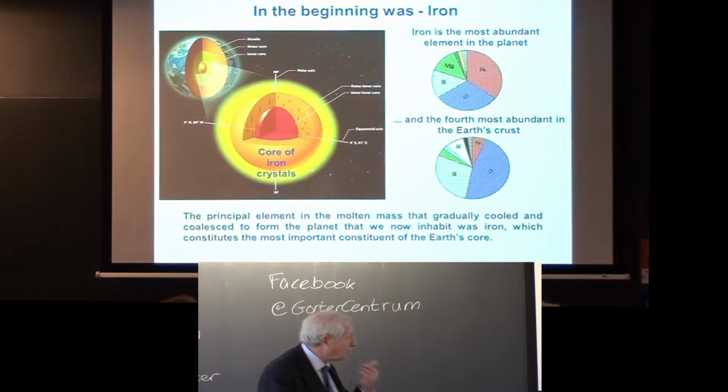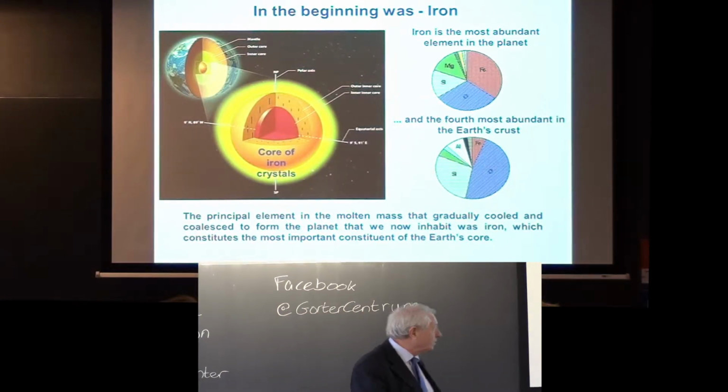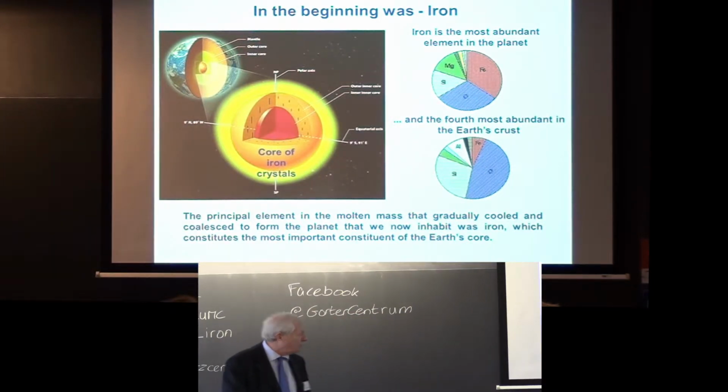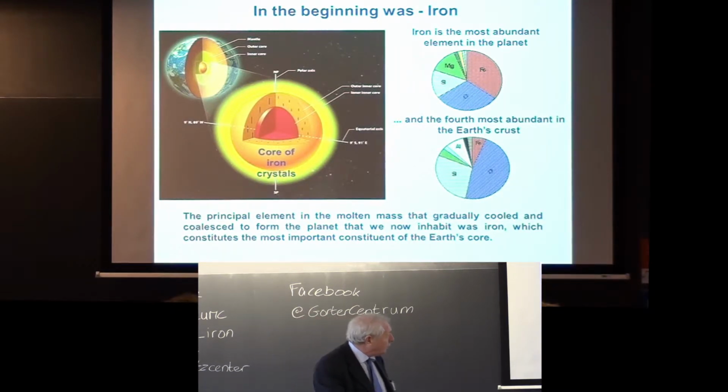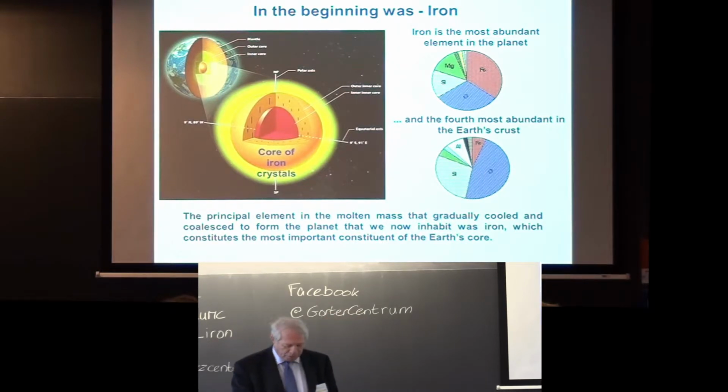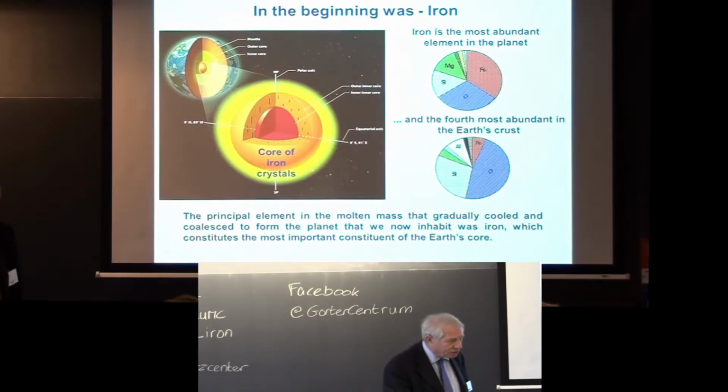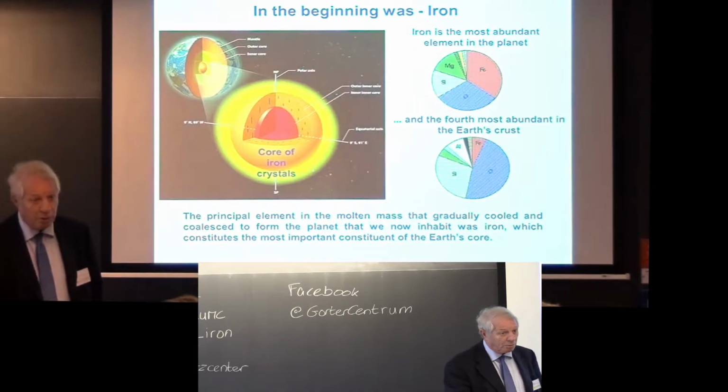So in the beginning, there was iron. The first principal element in the molten mass that condensed and coalesced to form our planet Earth was in fact mostly iron, 80% iron, with a lot of nickel. And it's the fourth most abundant element in the Earth's crust. Of course, aluminium is more abundant, but aluminium, which has a lot of similarities with iron, is however not used by biology at all.